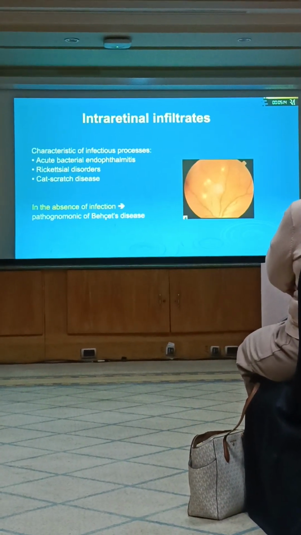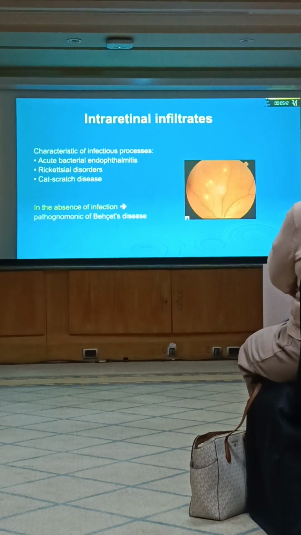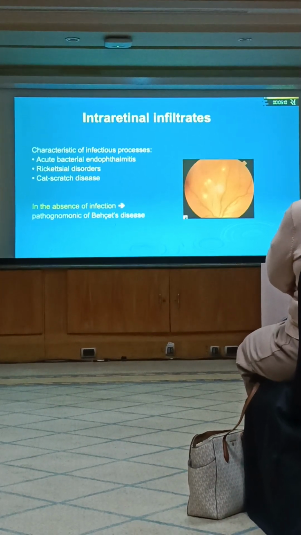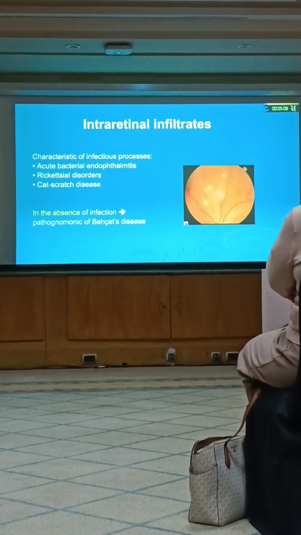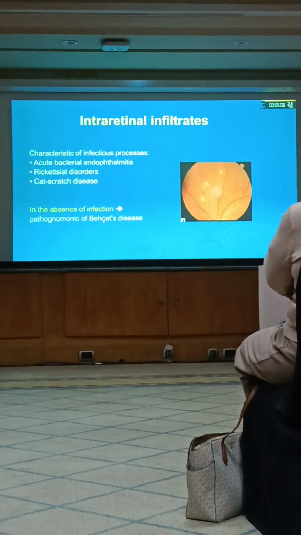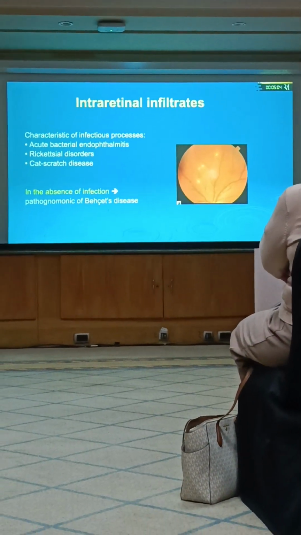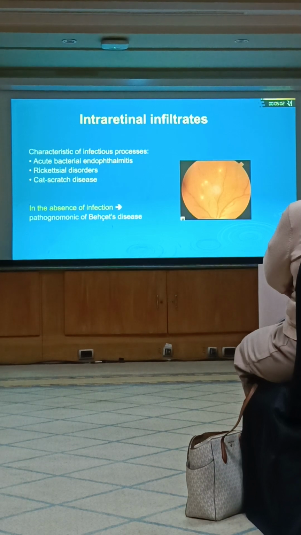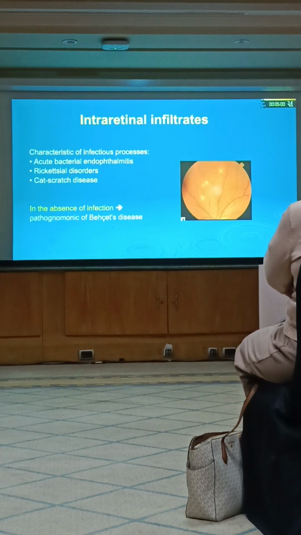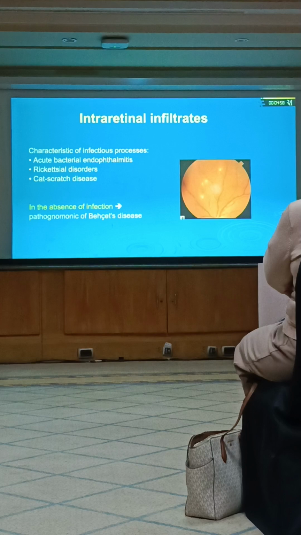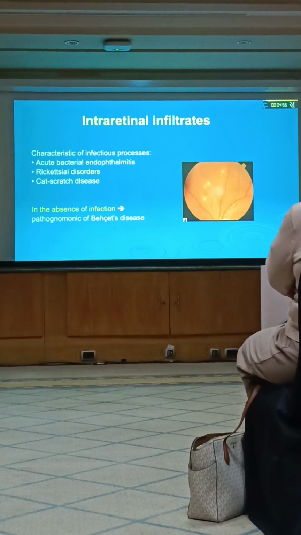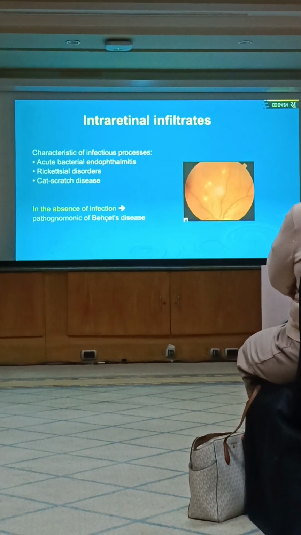The second type of retinal lesion is retinal infiltrates, and as was nicely illustrated earlier, if you have intraretinal infiltrates, it is infectious until proven otherwise. If you exclude infection, it is pathognomonic of Behçet's disease. So you can see, if you have retinal vasculitis with retinal infiltrates, you can narrow your differential.